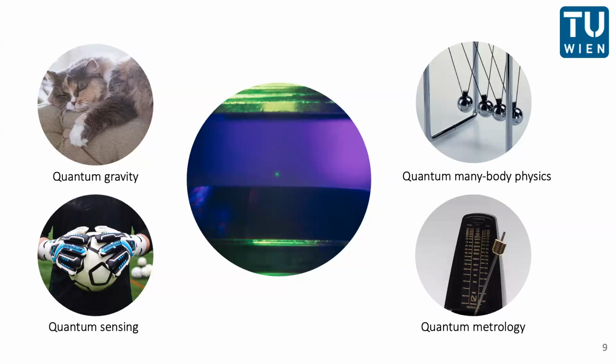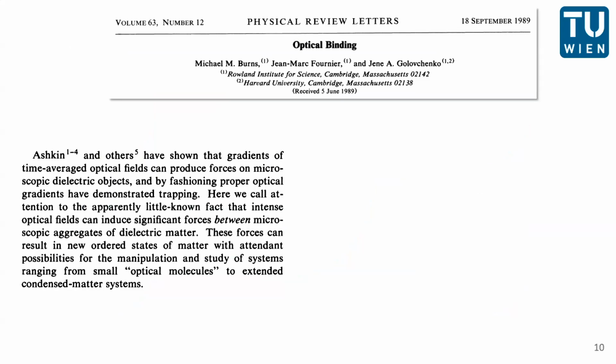So now to go into this part here, a couple of years back, we went a little bit again to the history, to 1989, to a paper in PRL by Burns, Fournier, and Golovchenko from Harvard, where they say: Ashkin and others have shown that gradients of time-averaged optical fields can produce forces on microscopic dielectric objects. Here we call attention to the apparently little-known fact that intense optical fields can induce significant forces between microscopic aggregates of dielectric matter. So what I did is essentially the same experiments as Arthur Ashkin.